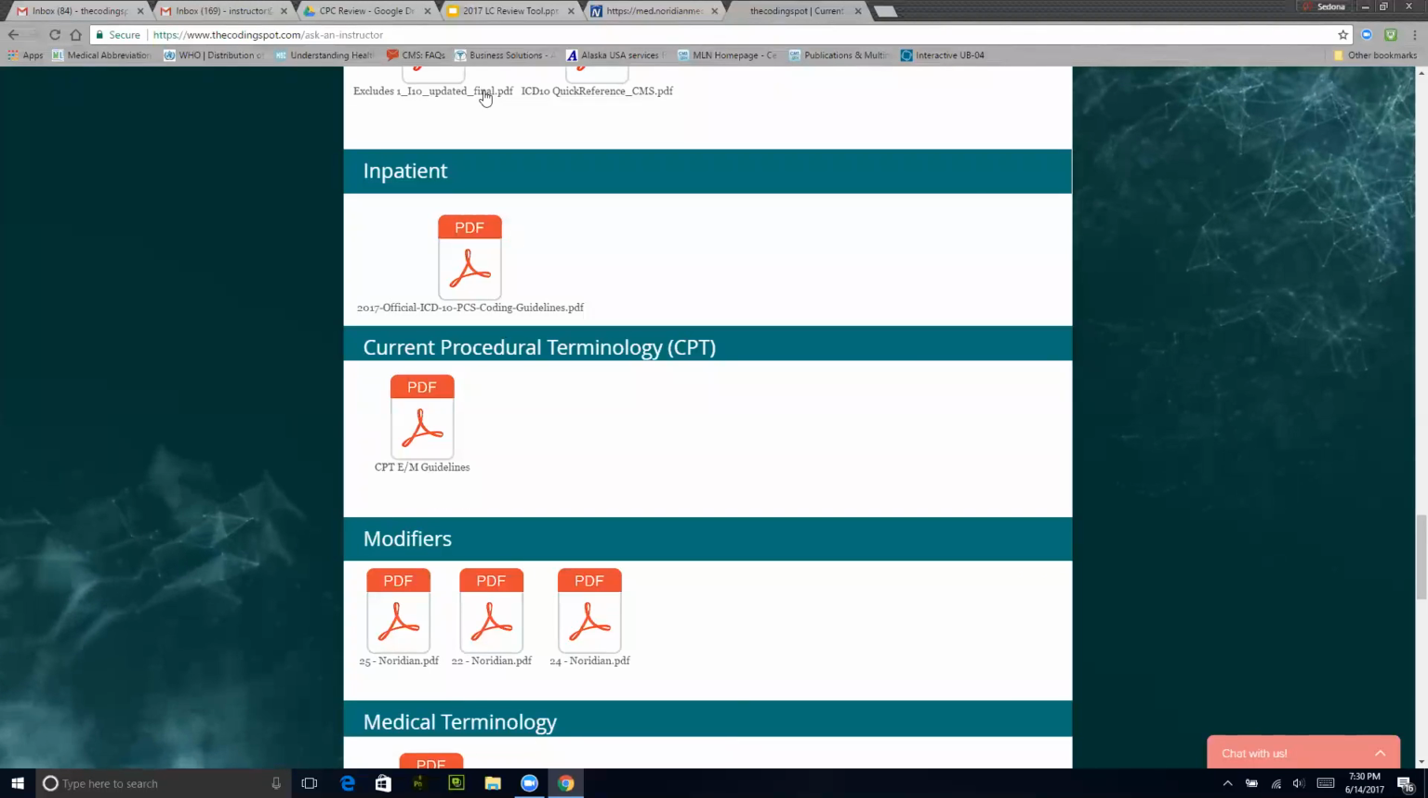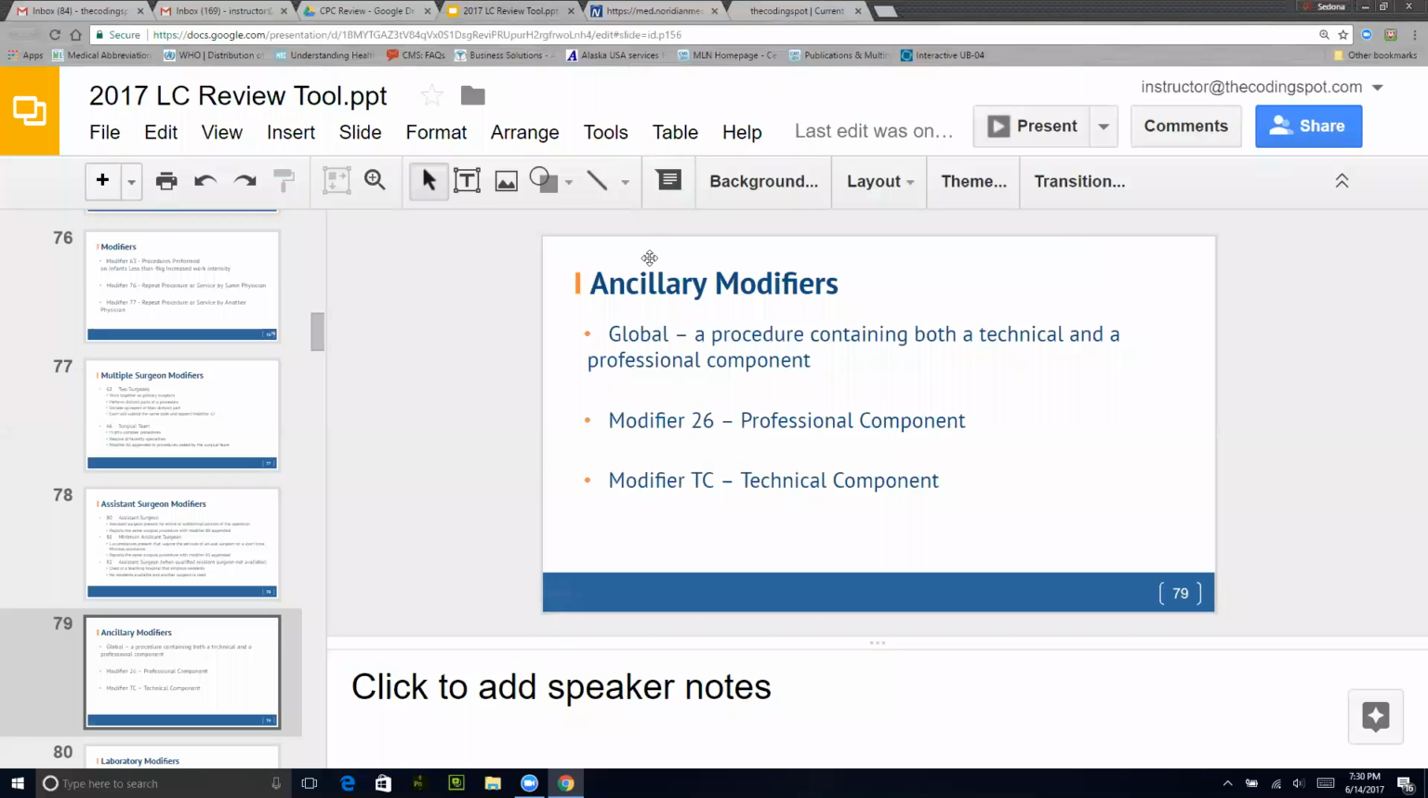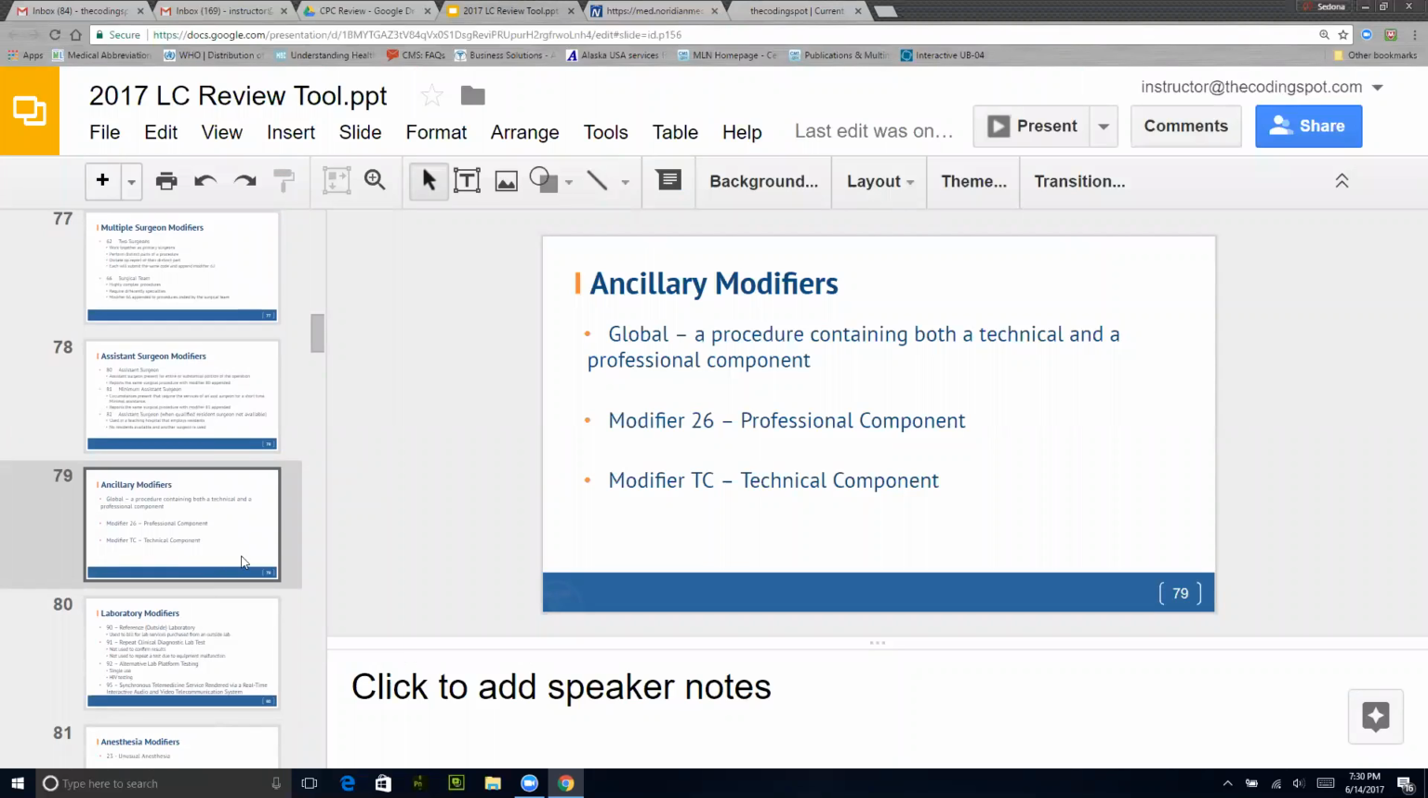CPT book. We were still going through ancillary modifiers in our review, and we'll pick up on that next week. Ancillary modifiers, 26 and TC are the most common, but we'll go over that next week. We're about a third of the way done with our CPC review PowerPoint, and hopefully we'll see you guys next week.